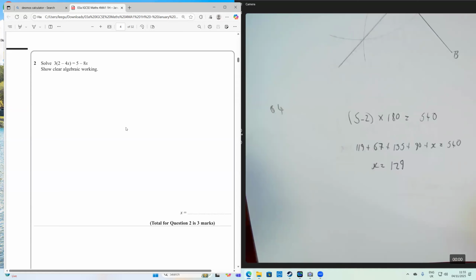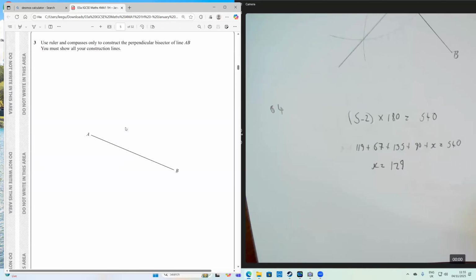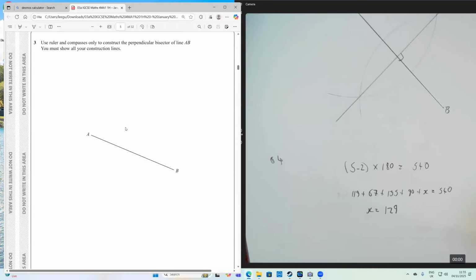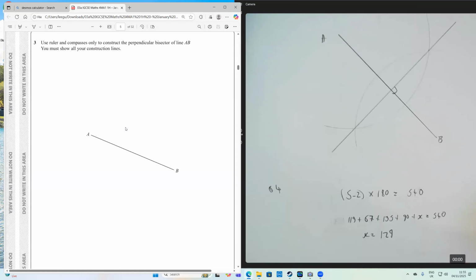Question 3. Use a ruler and compasses only to construct the perpendicular bisector of the line AB. You must show all of your construction lines.